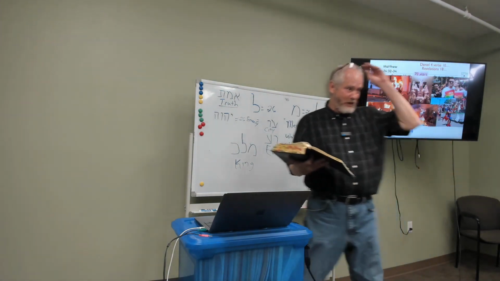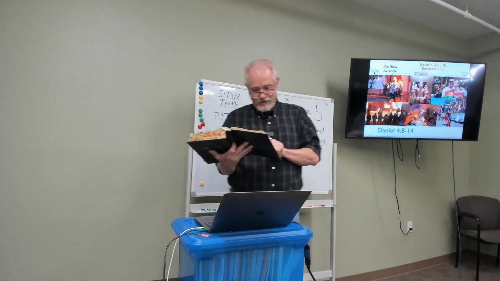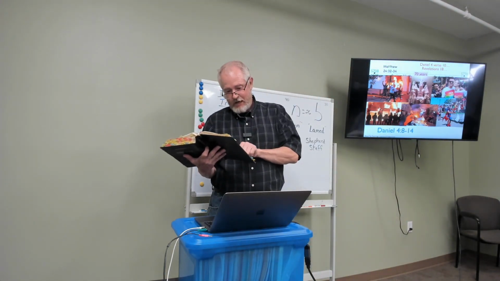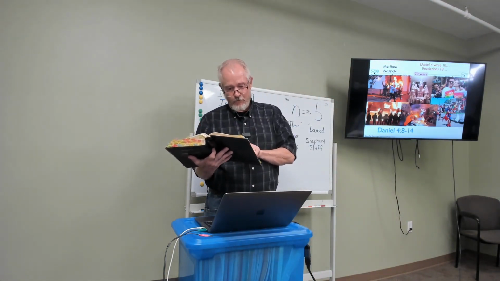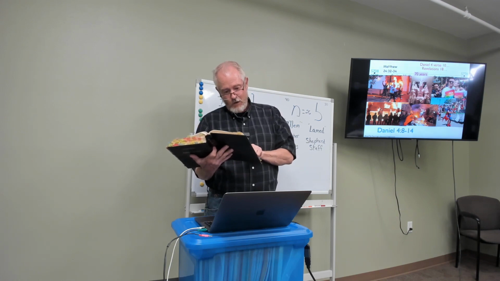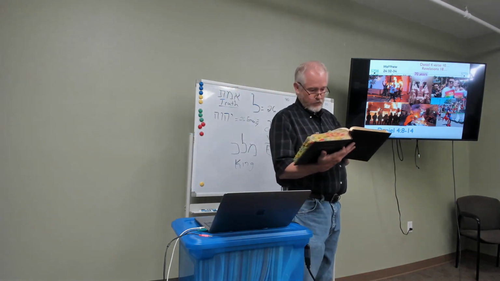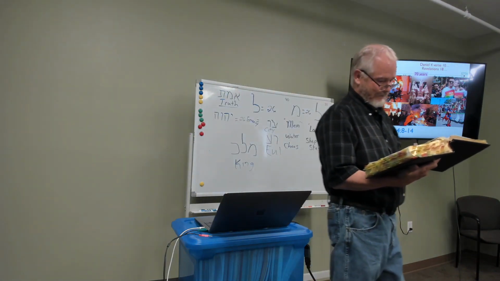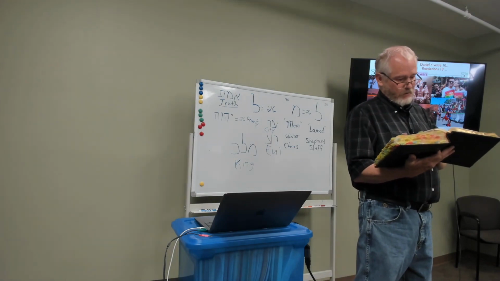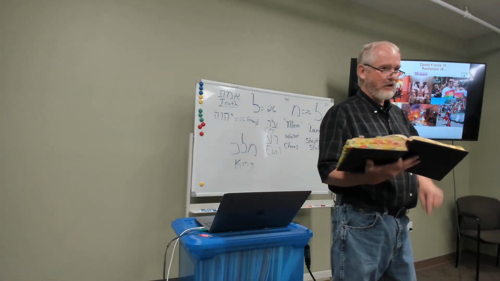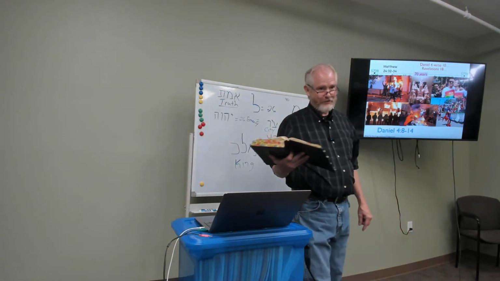So now, it was pronounced by these angels, a matter of decree of the angels. This is in Daniel 4:14. The matter is decreed by the angels, and the sentence is by the holy ones, so that all living beings may know that the Supreme One rules over the kingdoms of man, giving it to whomever he wishes and appointing the lowest of men over it.